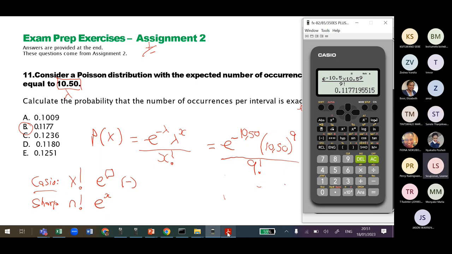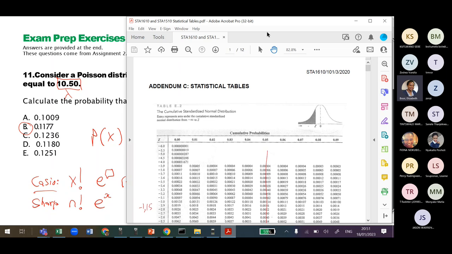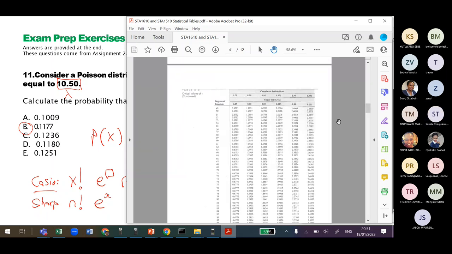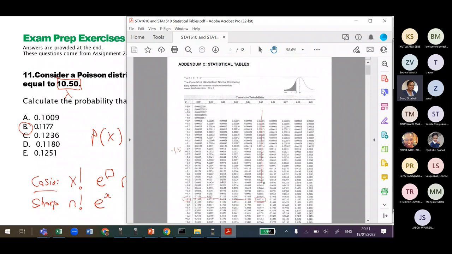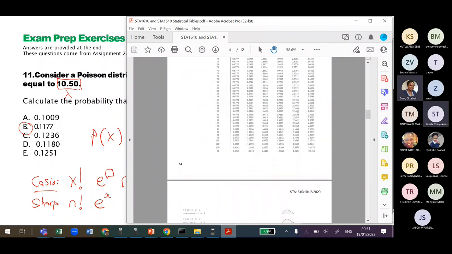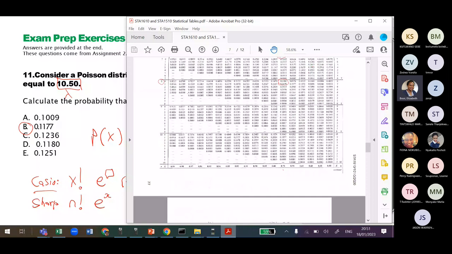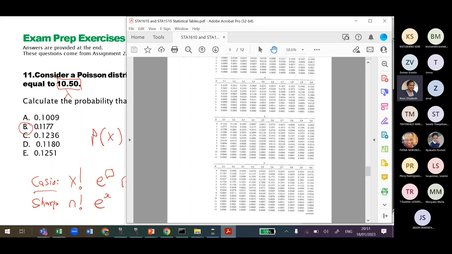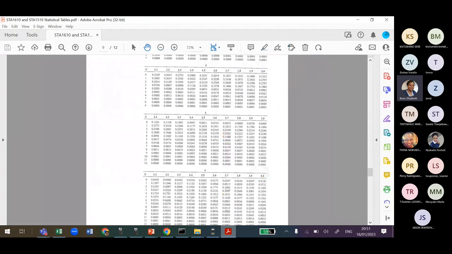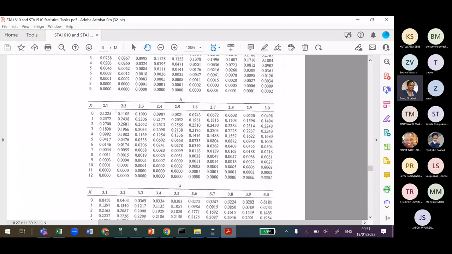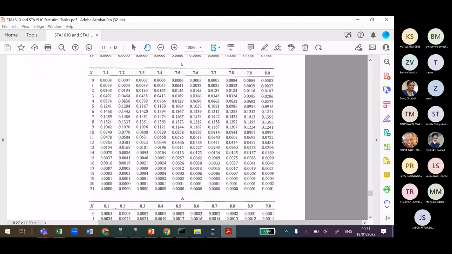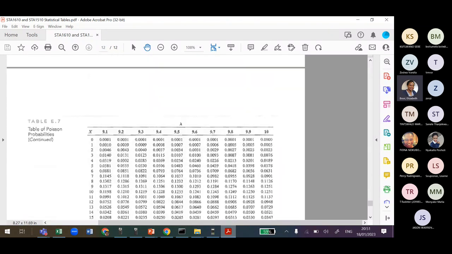Yes, thank you. Alternatively, you can also use the table. So you need to go to Poisson tables. And remember, your Poisson tables are split by probabilities, right? By the lambda values: 0.1, 0.5. These are your Poisson tables. So let's see if they get to 10. If they don't get to 10, then you can use the Poisson tables.